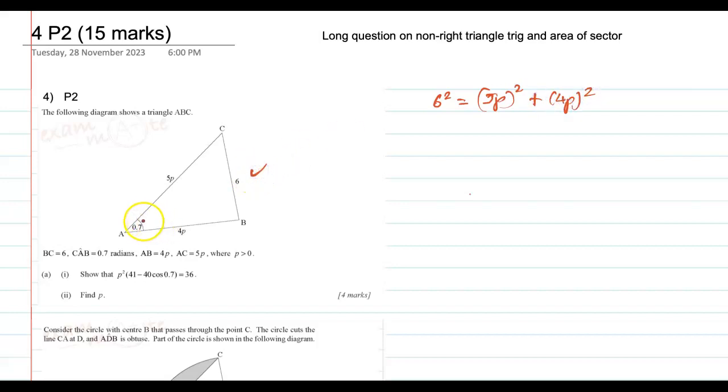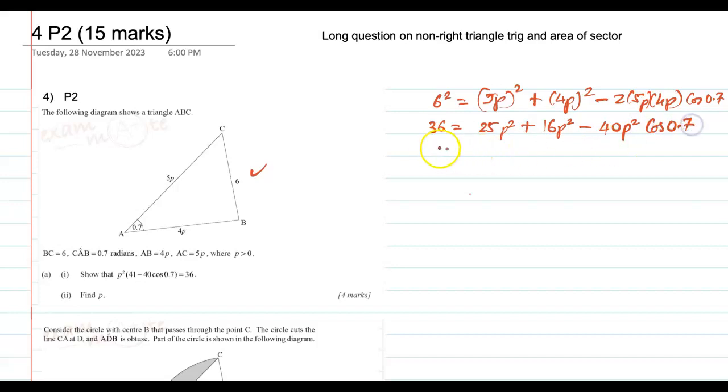Since we know this angle, 6 squared is equal to (5p) squared plus (4p) squared minus 2 into 5p into 4p into cos of the angle between them, cos of 0.7. That's it, work it out. 6 squared is 36, 25p squared plus 16p squared, minus 5 2s are 10, 40p squared cos 0.7. So 36 is equal to 41p squared minus 40p squared cos 0.7.